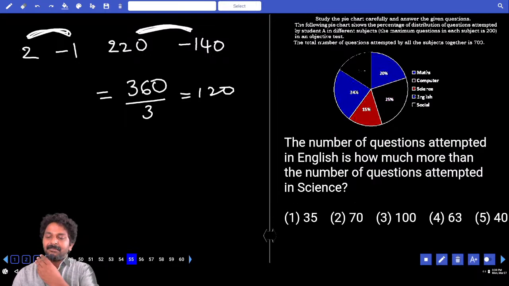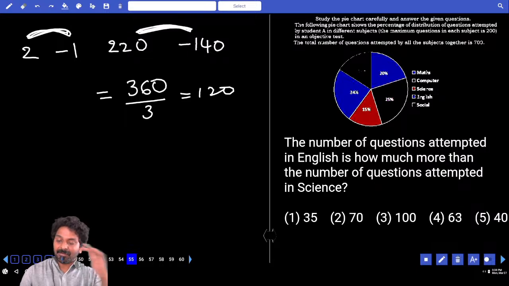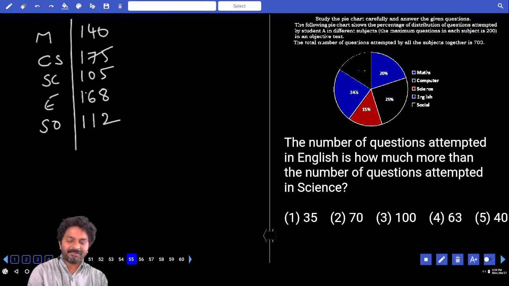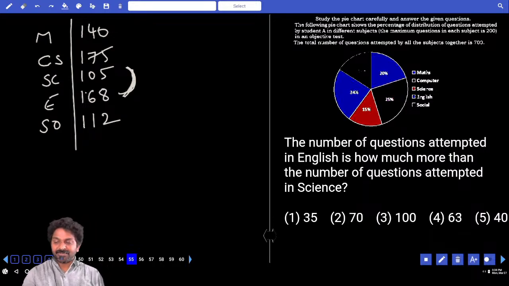The number of questions attempted in English is how much more than the number of questions attempted in science. Easy ga the difference ga adigindi? English versus science. We were just asked to calculate the difference, which is 63.